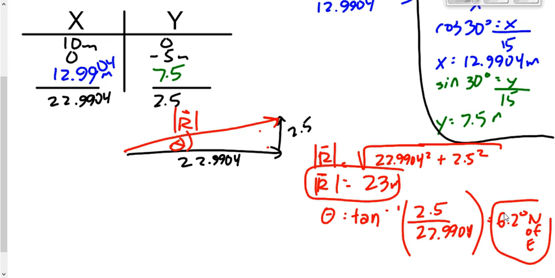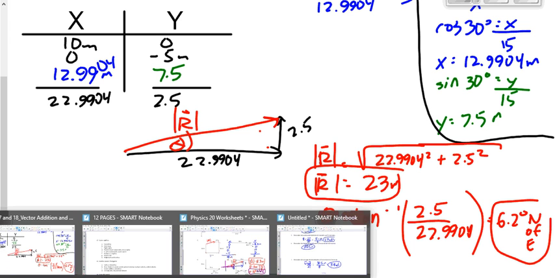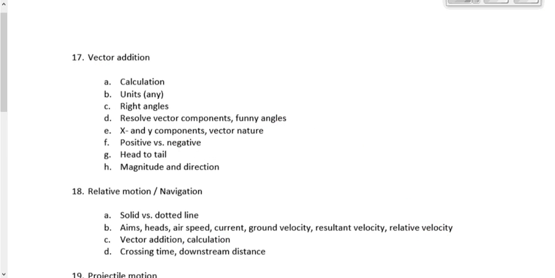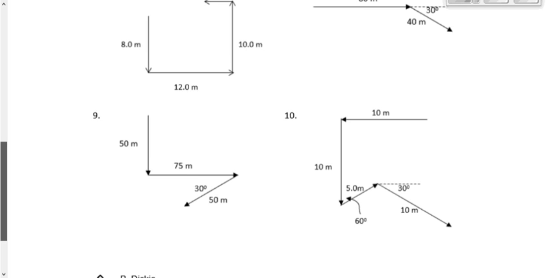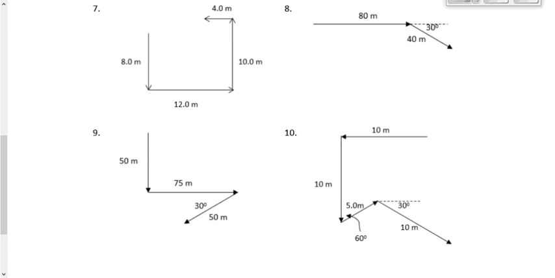All right, what I'd like you to take a look at now at your desks is worksheet number 7, questions 8, 9, and 10. Worksheet number 7. Oops, wrong one. Number 8, 9, and 10. Okay, I want to do number 8 here.